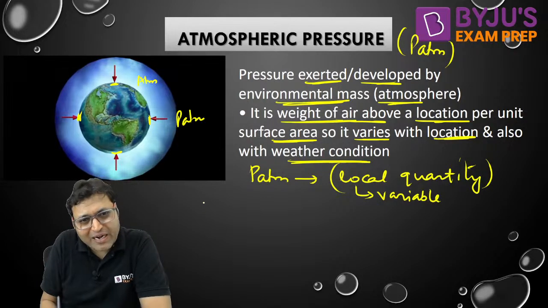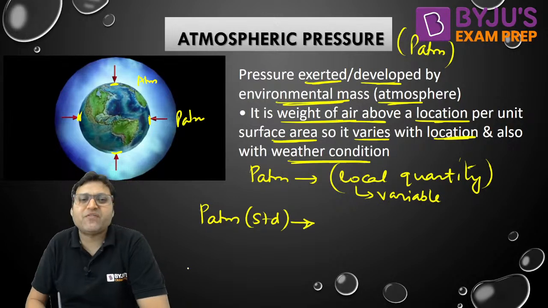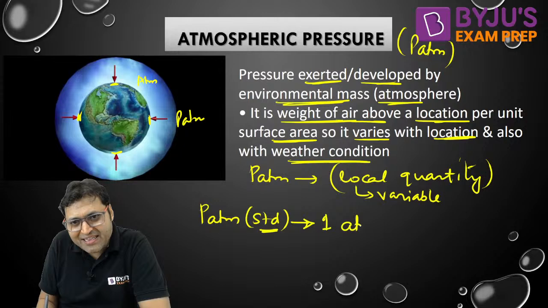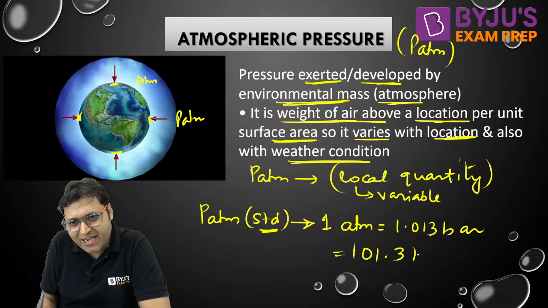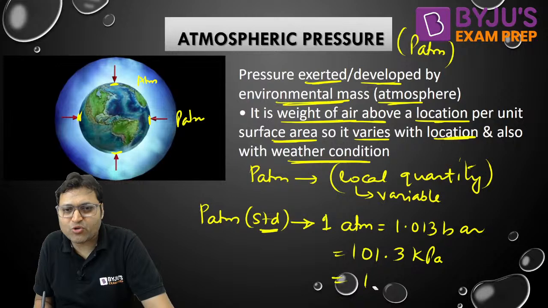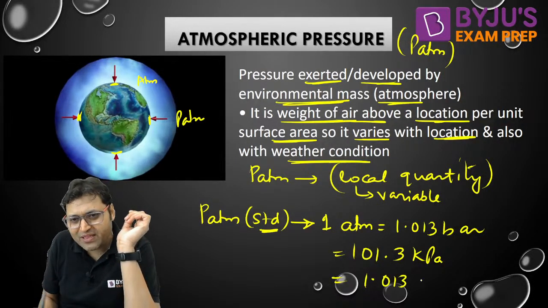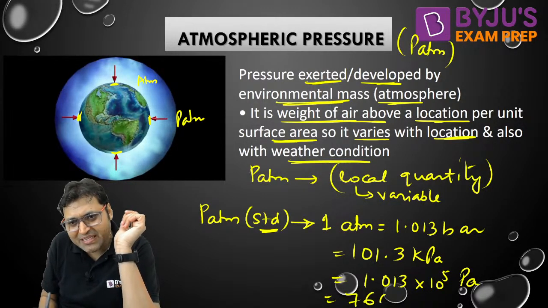If I ask you what is the standard atmospheric pressure, whenever the atmospheric pressure is not given, if we want to have the standard atmospheric pressure, then that is 1 atm or 1.013 bar, or we can say 101.3 kilopascal, or 1.013 into 10 to the power 5 Pascal, or we can say it is 760 millimeter of mercury column.